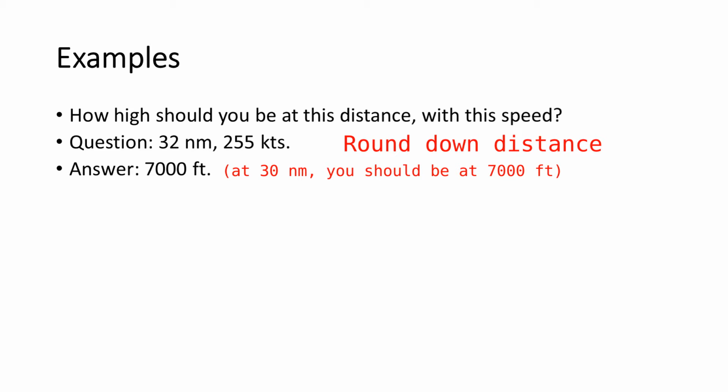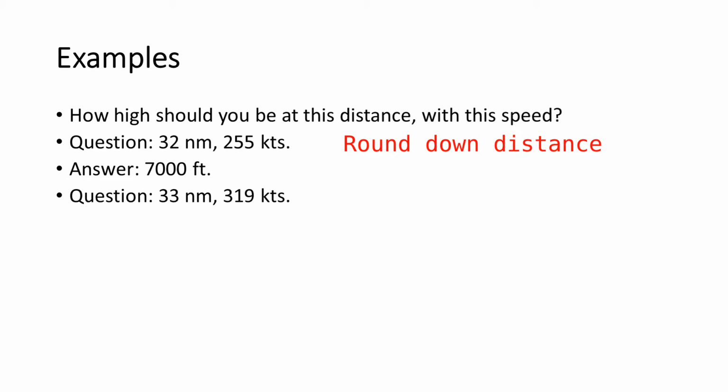So that means that if you are, for example, at 6,000 feet, then you are 1,000 feet too low, and if you are at 8,000 feet, then you are 1,000 feet too high. Next question. You are at 33 miles, doing 319 knots. How high should you be? And you should be at 6,000 feet. So if you are, for example, at 7,000 feet, that means you are 1,000 feet too high.